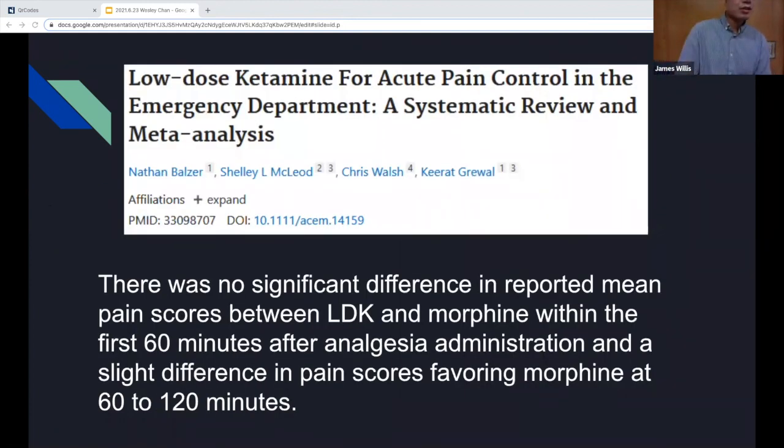There was a study that showed no significant difference between low-dose ketamine and morphine within the first 60 minutes of analgesia, even though in the one to two hour period there was some favoring of morphine. But in acute settings, giving some low-dose ketamine can be really helpful to reduce the amount of opioids you're using.